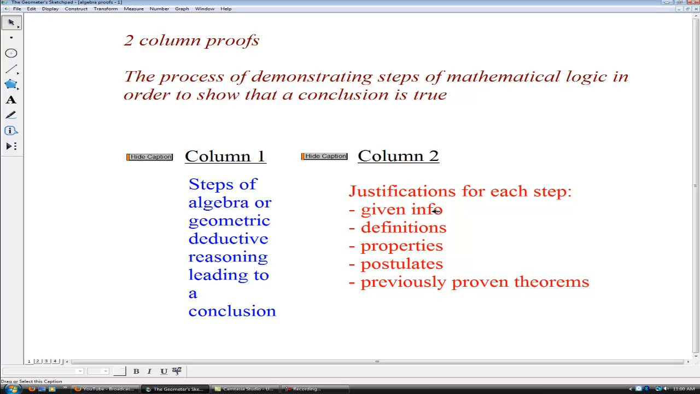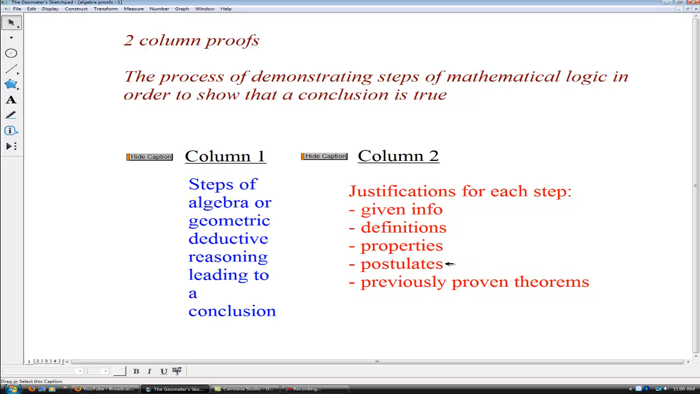Given information, what do we start with? Definitions, there are a lot of them. We can refer to the back of the book or notes until we start to commit them to memory. Properties, we're going to go through some algebra properties you should already know. There will be quite a few new geometric properties as well.